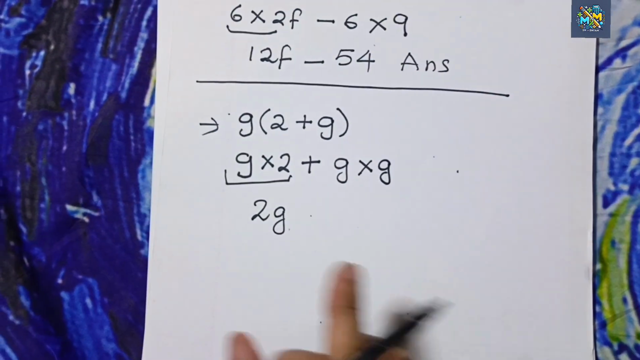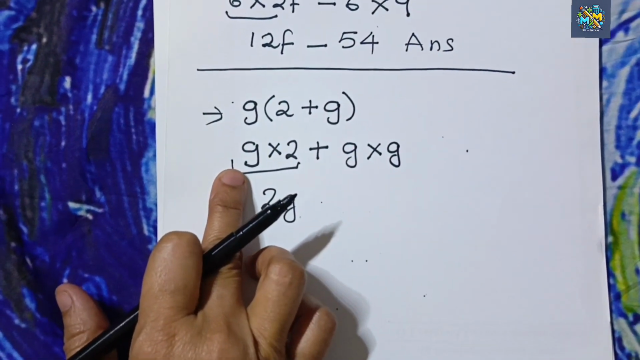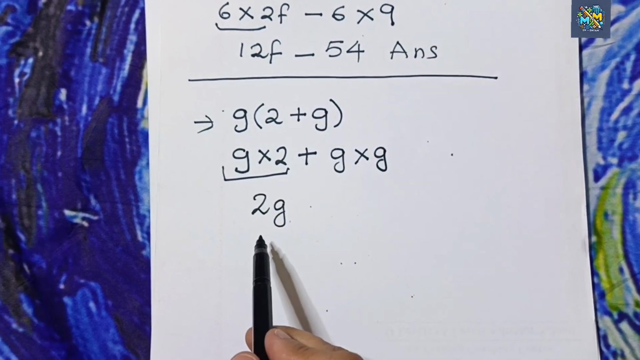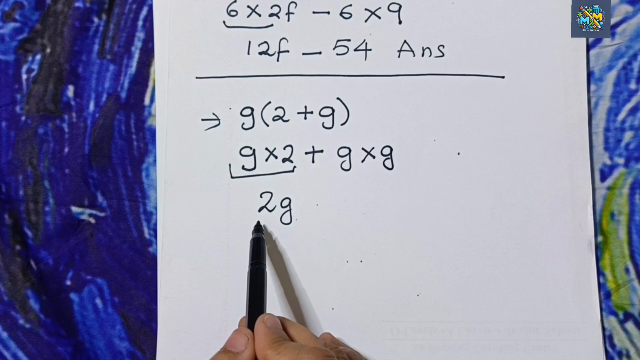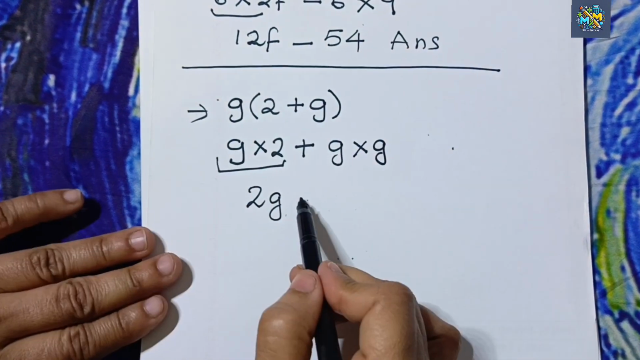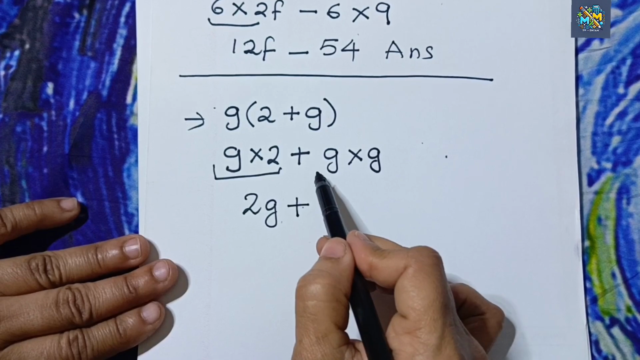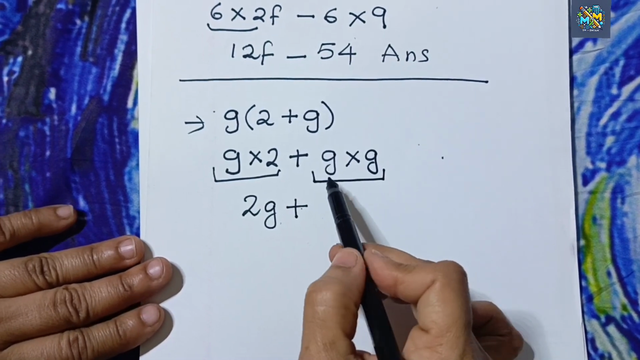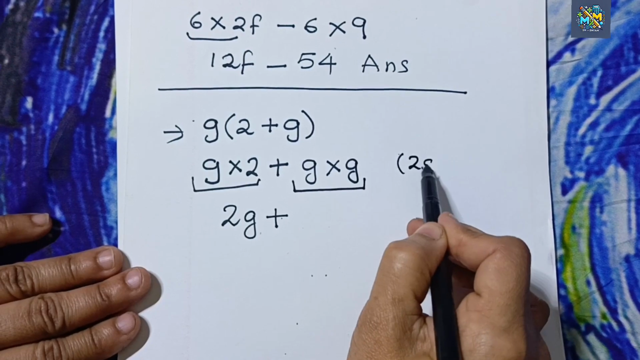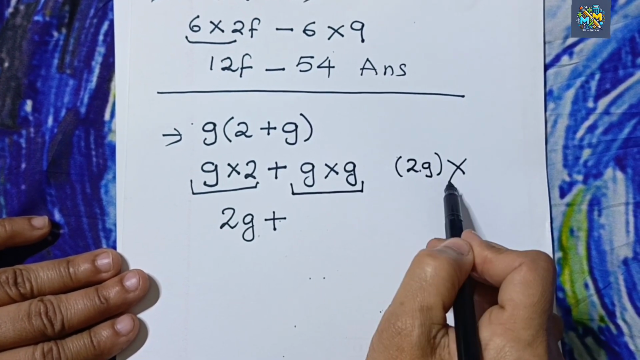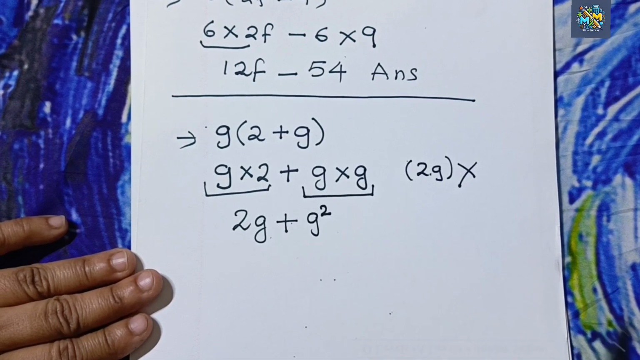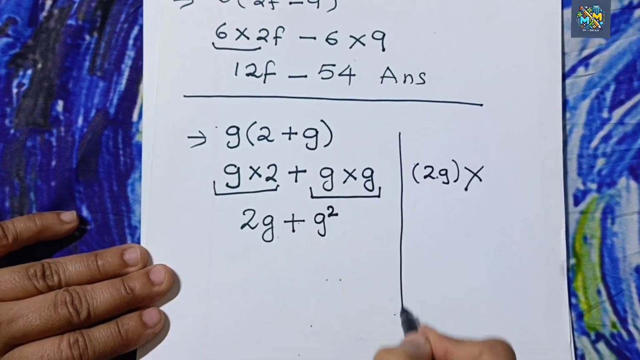Keep one thing in your mind. When there is a variable and a number and you have to multiply, in the answer the number should be the first one and then the variable. Plus sign will be plus. Now what can we see over here? g multiplied by g. But I won't be writing it like g times g. It means g square.